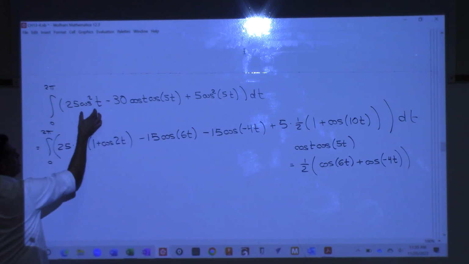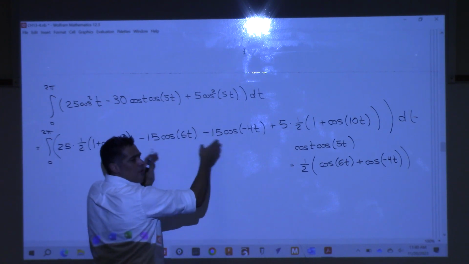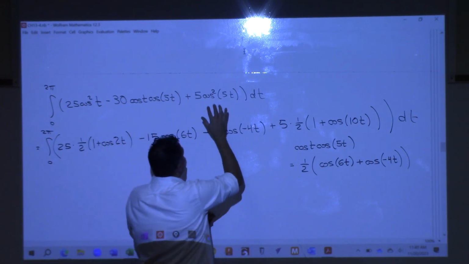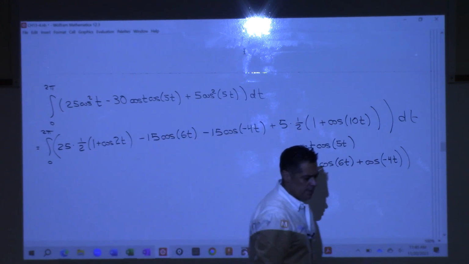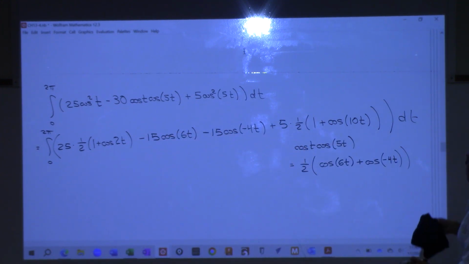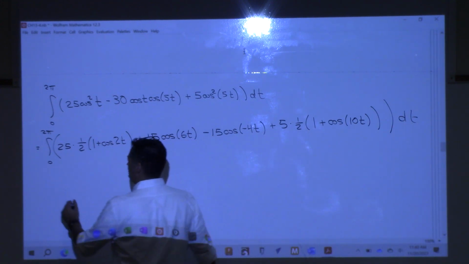Okay. Power reducing, right? Product to sum, distributing the negative 30 through. And then 5, and then power reducing or half angle. Is that clear? Okay. And then now I need to do these.